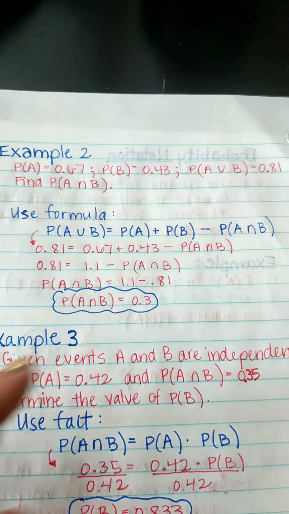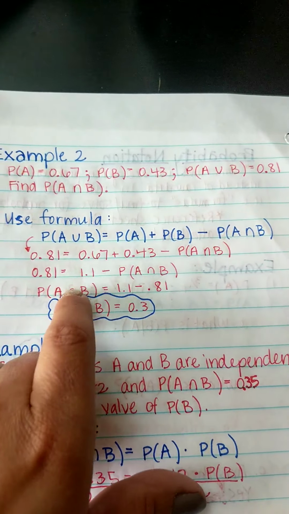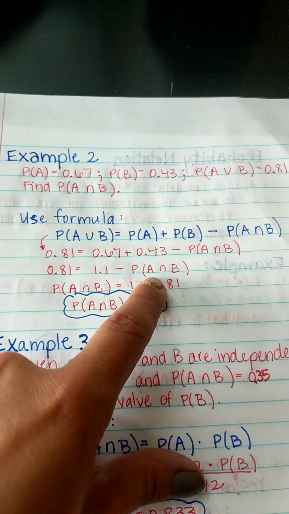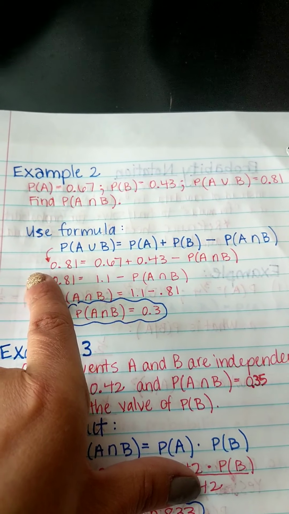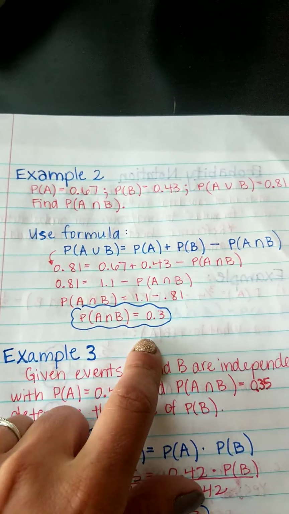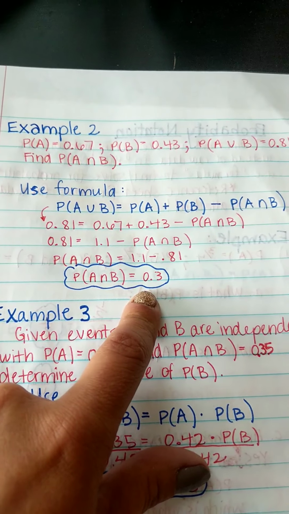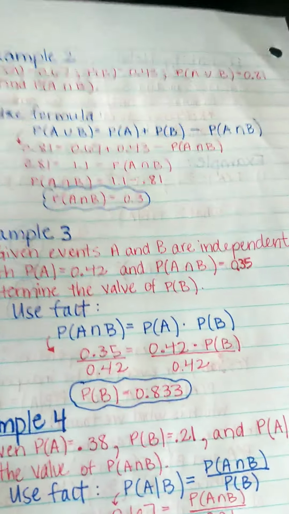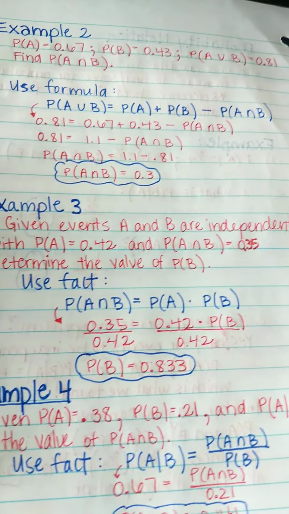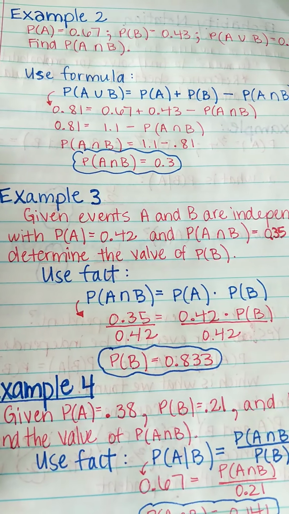So then it's just solving an equation. I added these two. I got 1.1. I said, oh, I want this to be positive, so I'm going to move this over here. And then I subtract this, and I get the probability of A and B is 0.3. Done. Okay.